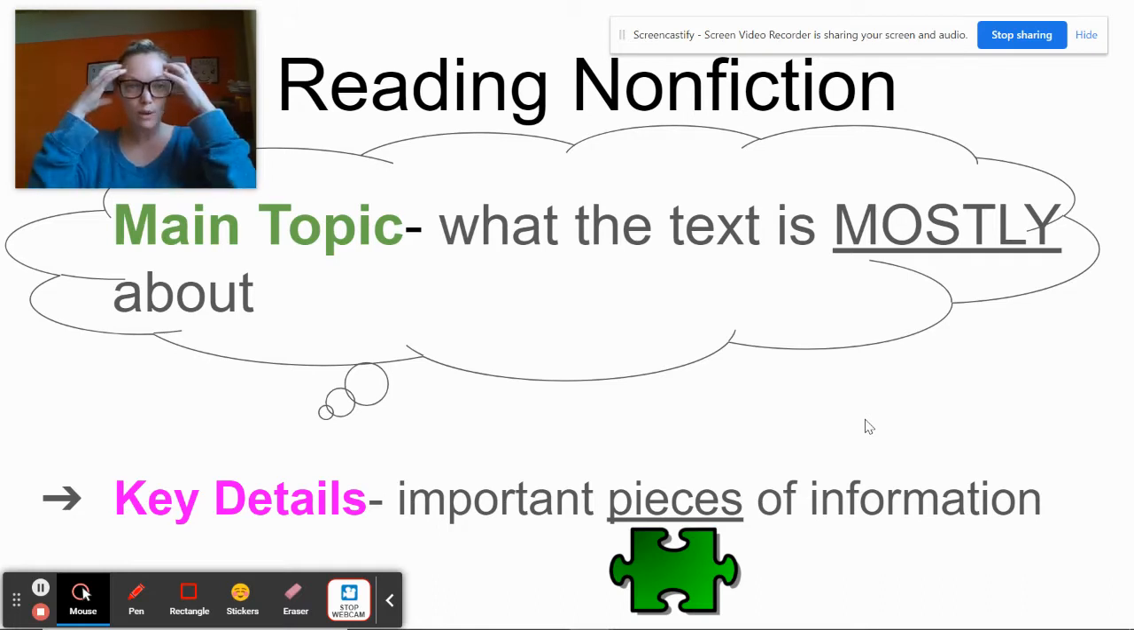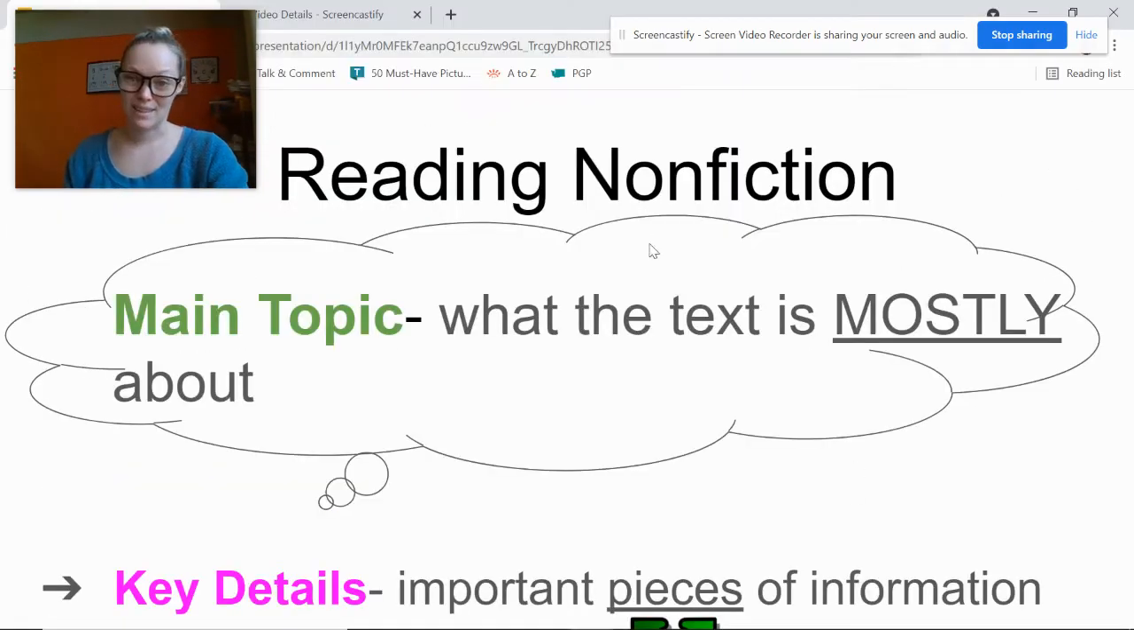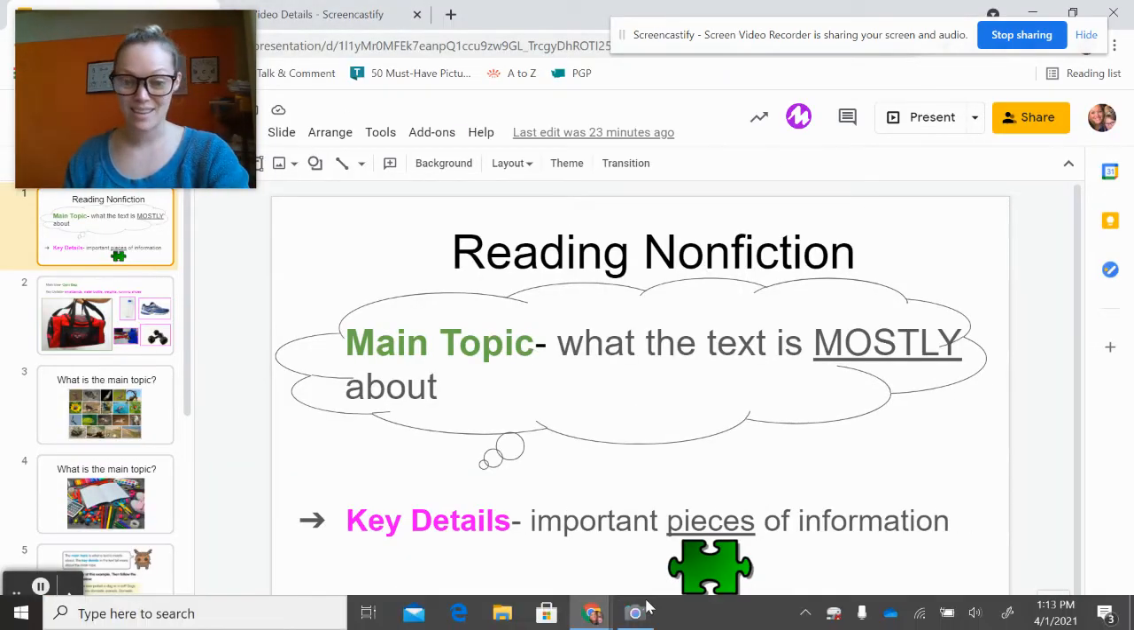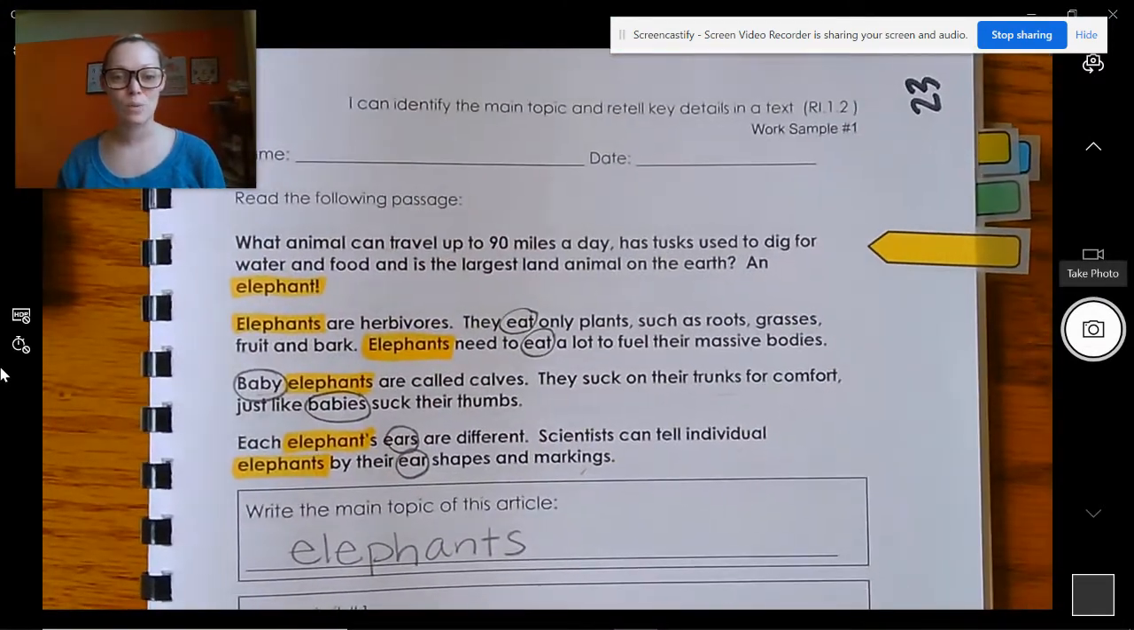lot of information, too much for our brain. Remember all those puzzle pieces? Too much. We want to pick just a few pieces of important information that tell us about the main topic so our brains can remember it. And text features and visual features really help with this, but in this text, there are not any. So we had to really focus in on main key words.